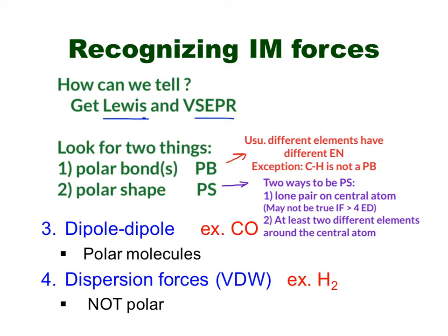So looking at these tips, we can see that for number 3, the example CO, does it have a polar bond? Yes, it has a polar bond because C and O are different elements, so they have different electronegativities. Then does it have a polar shape? Yes, because looking at this, there's a lone pair on the central atom, assuming it's carbon. It could be oxygen, actually. In this case, it wouldn't matter. So yes, there's a polar shape also.